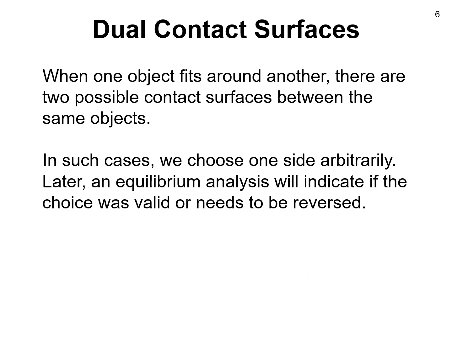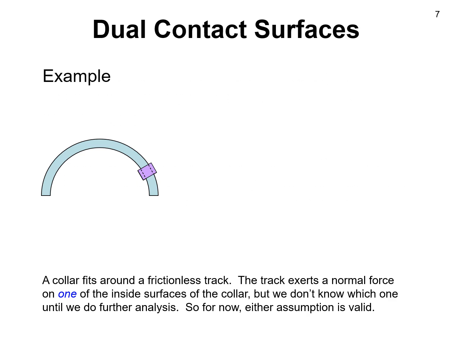I also want to get into what's called a dual contact surface. This is somewhat of a more complicated situation, but imagine that you have a collar going around a frictionless track, and you isolate that collar. Depending on what's actually happening, it could turn out that the normal force of the track on the collar is exerted on the inside of the right wall, but it could also be that in a different situation, that normal contact is occurring by pushing on the inside at the left wall.